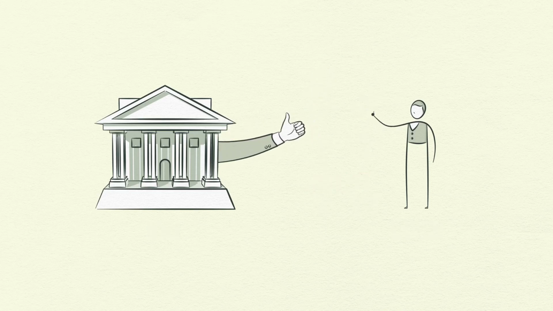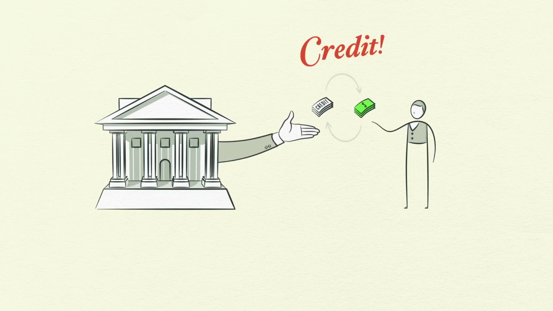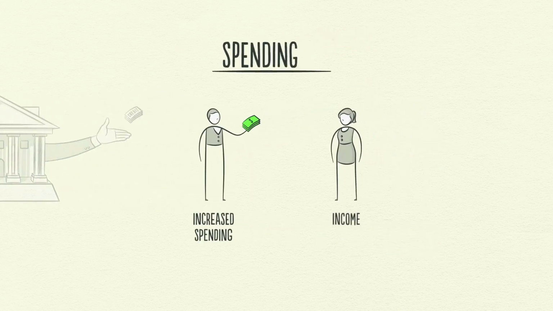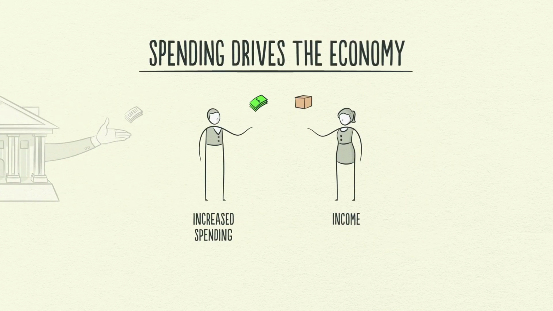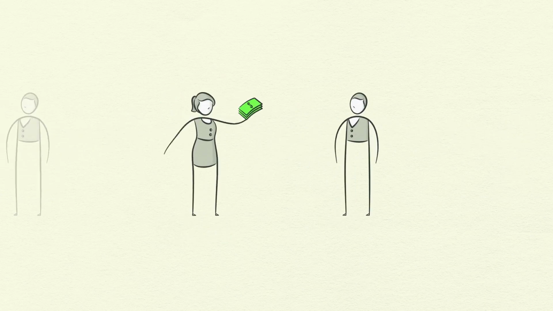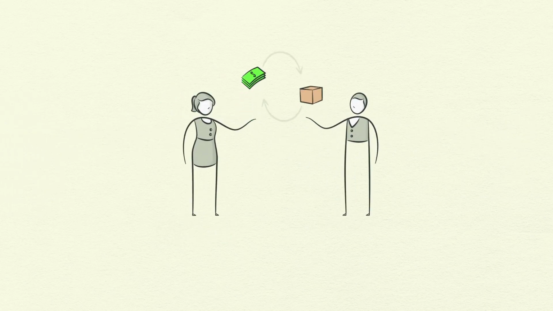So why is credit so important? Because when a borrower receives credit, he is able to increase his spending. And remember, spending drives the economy. This is because one person's spending is another person's income. Think about it. Every dollar you spend, someone else earns, and every dollar you earn, someone else has spent.